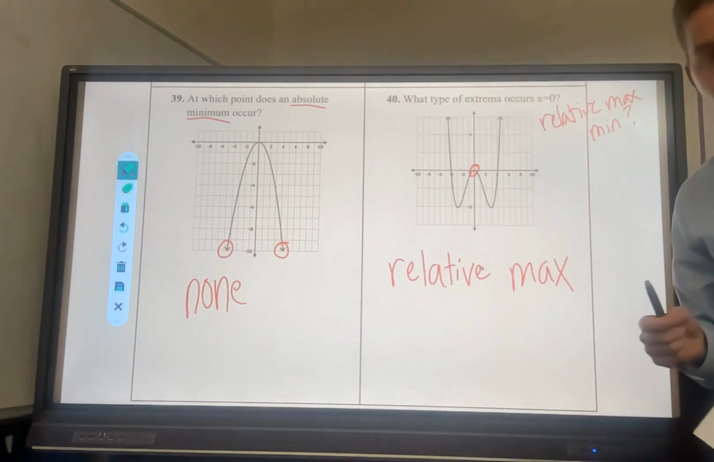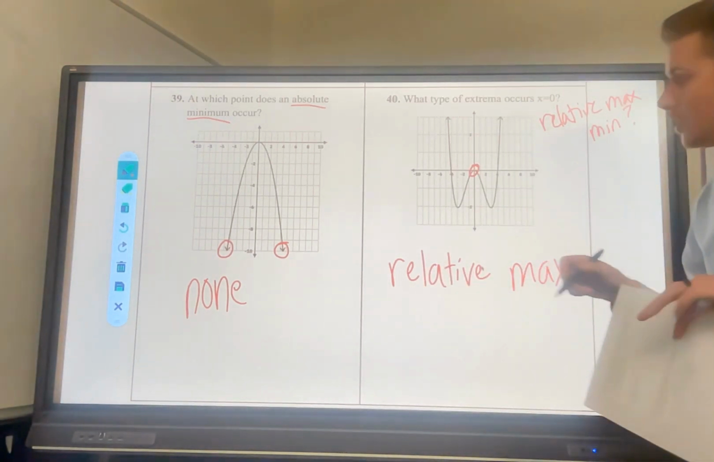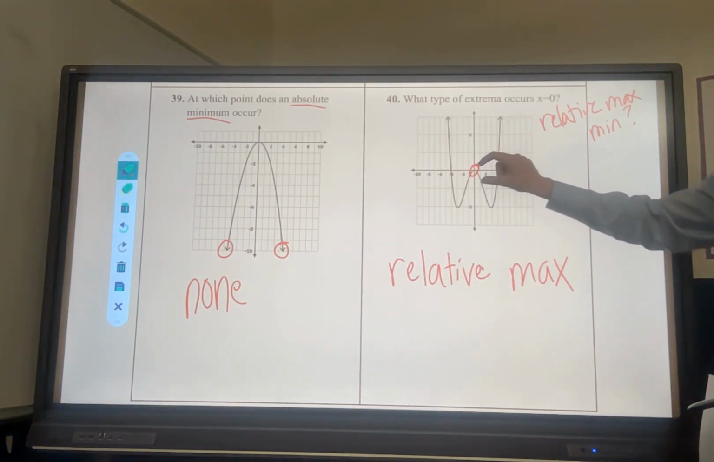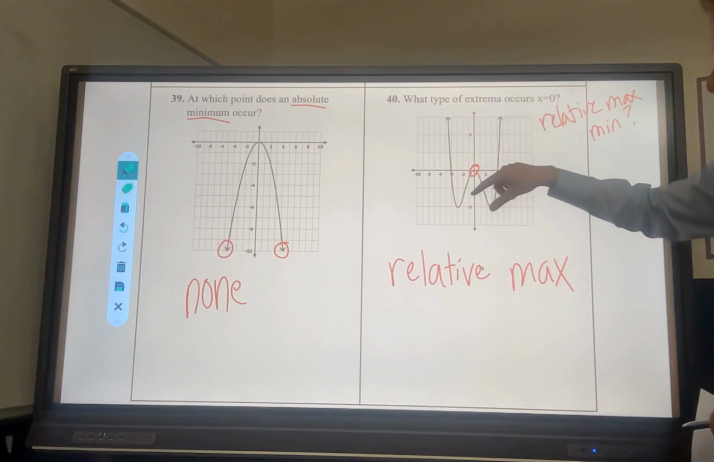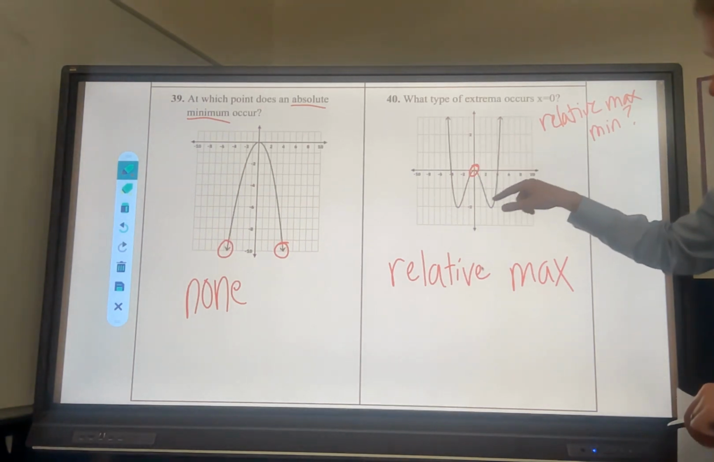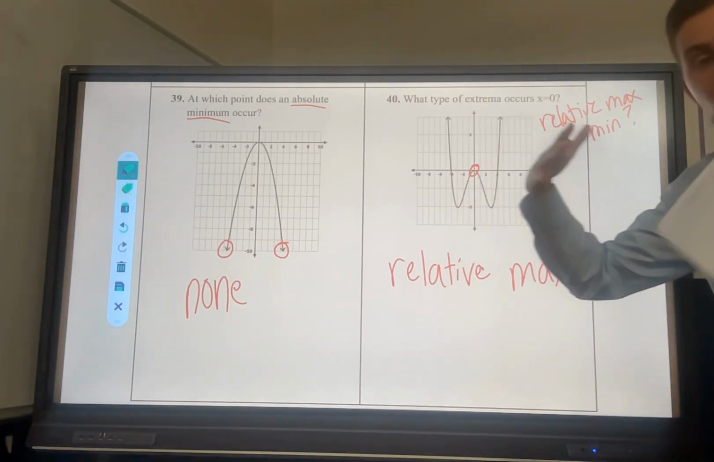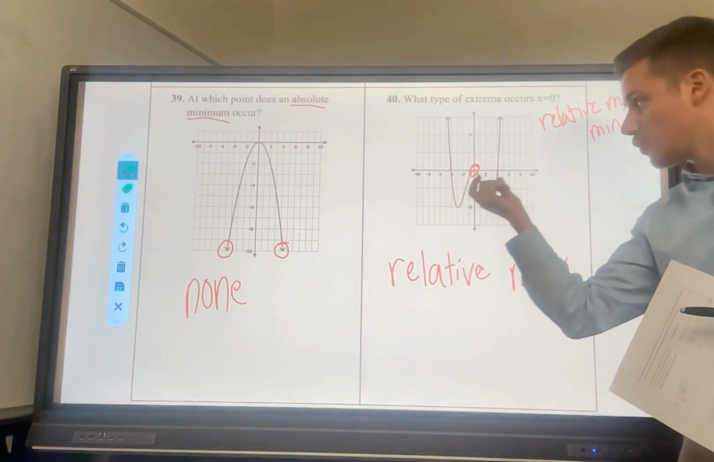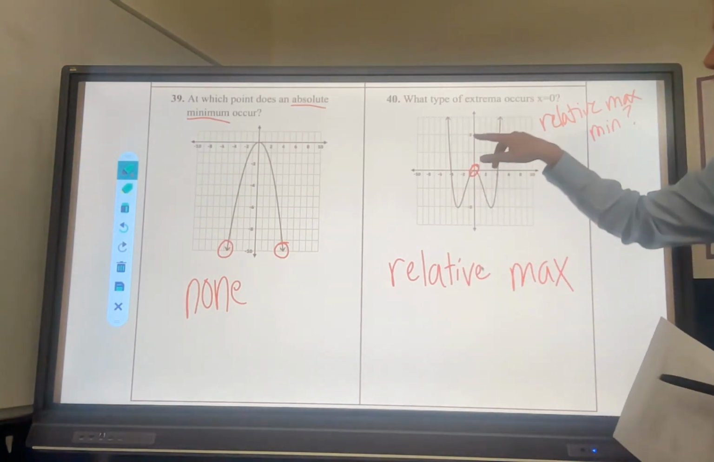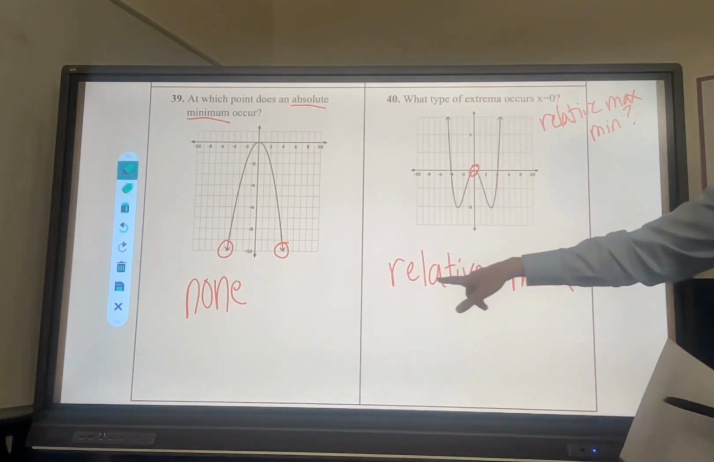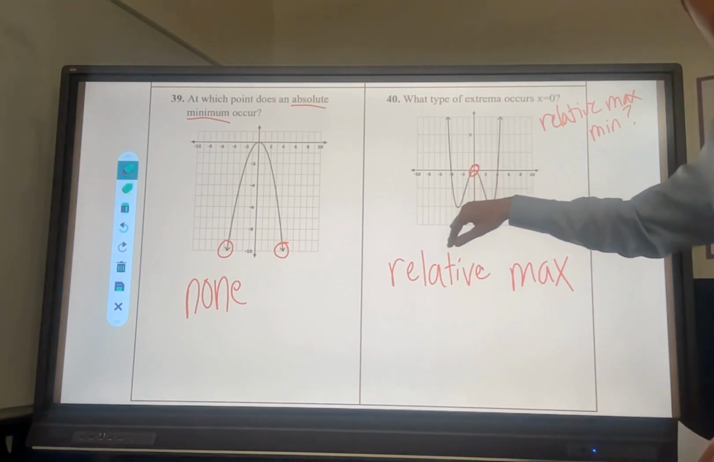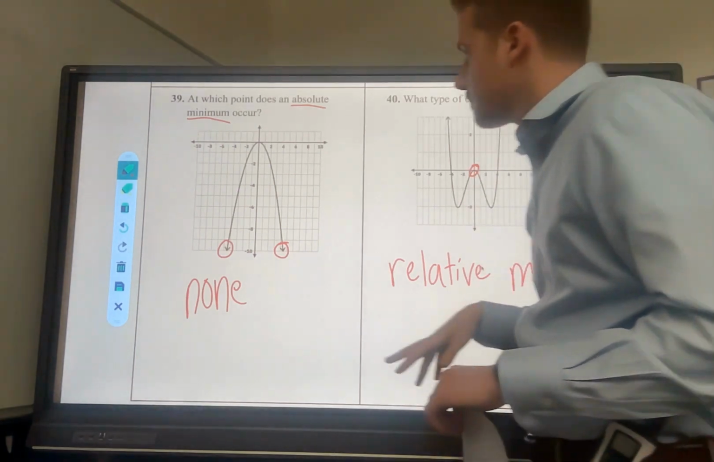Let's break down those two words. Relative because although this is the highest point in this area, notice our graph kind of crests and then comes back down. It's not the absolute maximum. It's just relative to the function right immediately around it. So these pieces of our graph are higher. So this is a relative maximum point. It's a turning point. It's where we go from increasing to decreasing.